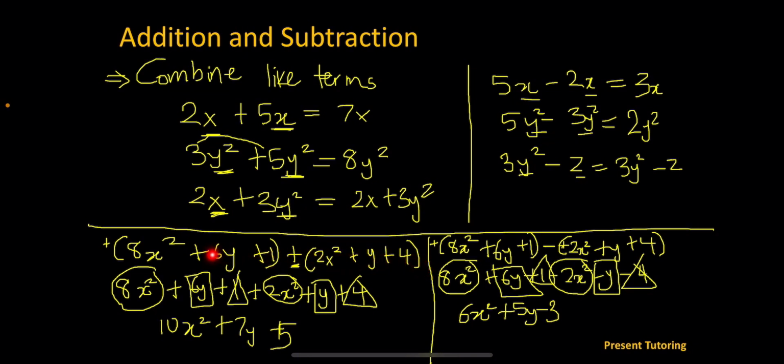So we can just open this up as usual. So that's how we'll end up with 8x squared plus 6y plus 1 plus 2x squared plus y plus 4. So nothing inside changed signs.